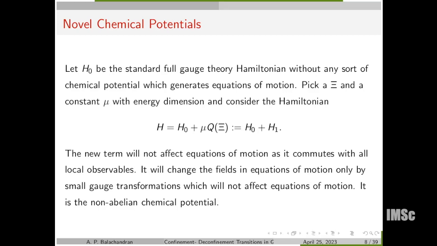Plus, what I will do is add another term, I call it H1, and add it to H0. What is this H1? This H1 I will add is this Q of chi, this generator of gauge transformations, possibly large, with a constant in front, and the constant has the dimension of energy because Q chi has no dimension. So a dimensional parameter fits in here.